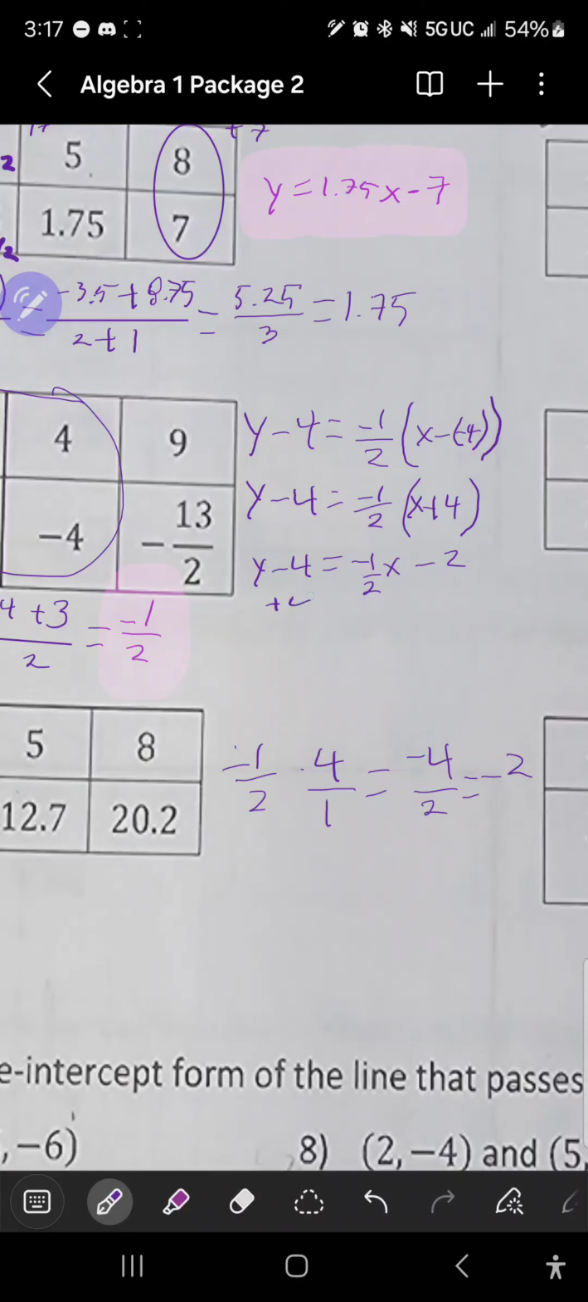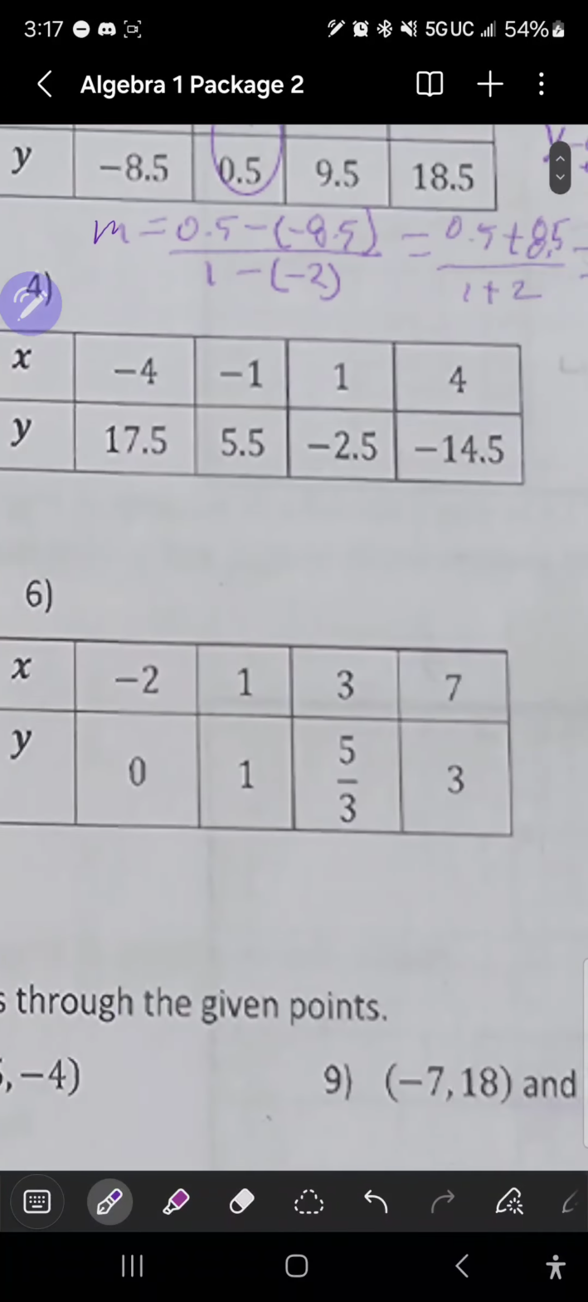Now we add 4 on both sides. And we get that y equals negative 1 over 2x, and 4 minus 2 is just 2. It's just 2 positive. So this is our equation.